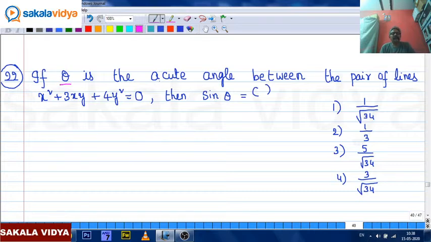If theta is the acute angle between the pair of lines x² + 3xy + 4y² = 0, then we need to find out sine theta. So what is the formula for sine theta? Anybody? What is the formula for sine theta?